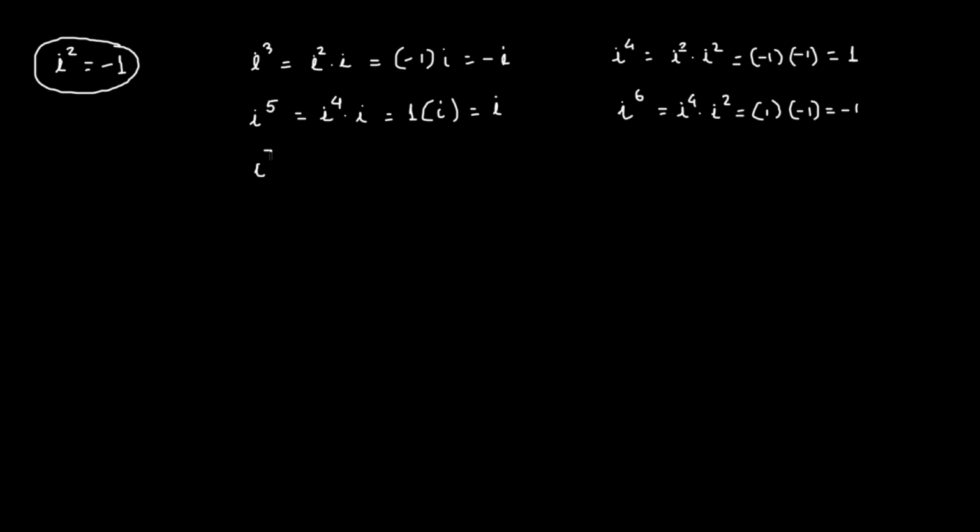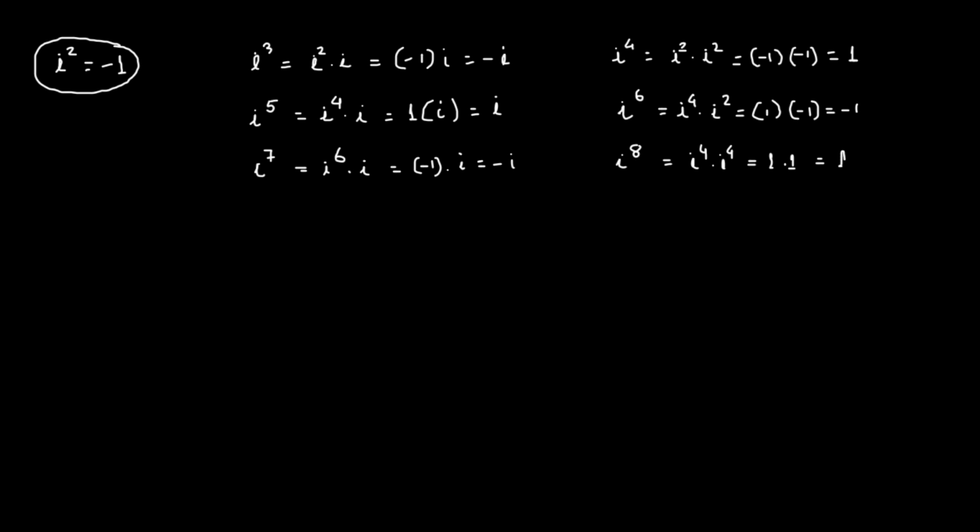Then we try to find out the value of i raised to the power of 7, so that will be equal to i raised to the power of 6 times i, which gives us -1 multiplied by i, so that gives us -i. i raised to the power of 8 will be equal to i raised to the power of 4 times i raised to the power of 4, which equals 1 multiplied by 1, that will give us 1.